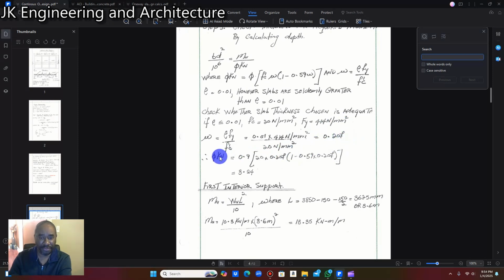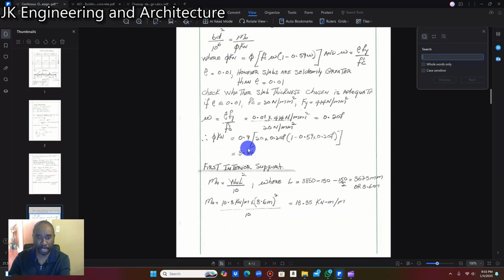Right? So now we can calculate φKn for flexure or for bending. We're going to use φ as 0.9, and f'c is going to be 20 newton per millimeter square, and ω, which we just calculated here, to be 0.27: 0.9 times 20 times 0.27 times (1 minus 0.49 times 0.27), and the result is 3.24. So our φKn is 3.24. Alright?